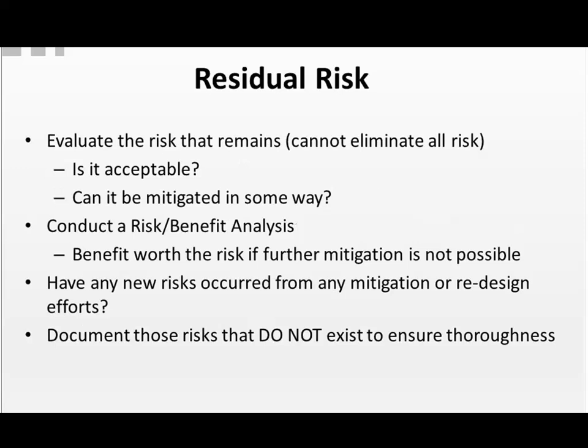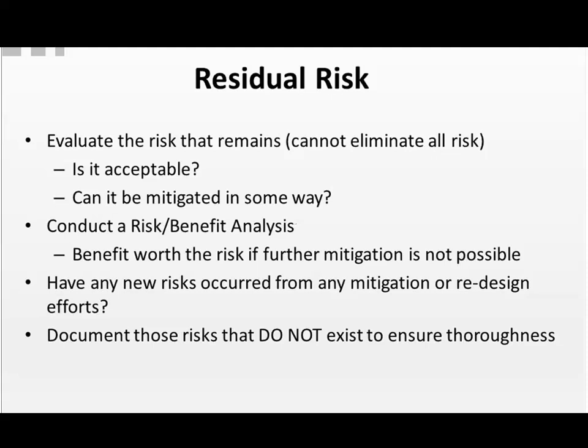And again, that's a major difference between the U.S. version of the ISO document and the EU version. They don't use the term acceptable, they use the term low. So they ask if it's acceptable. Can it be mitigated in some way? Next, you conduct a risk-benefit analysis. Is it worth the risk to not further mitigate the risk if further mitigation is not possible or feasible?